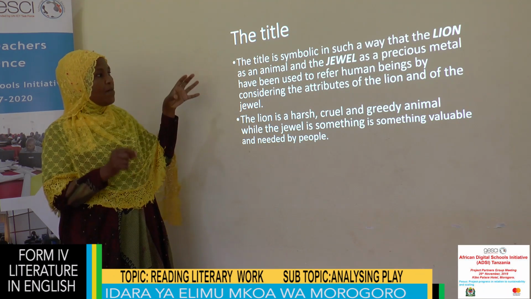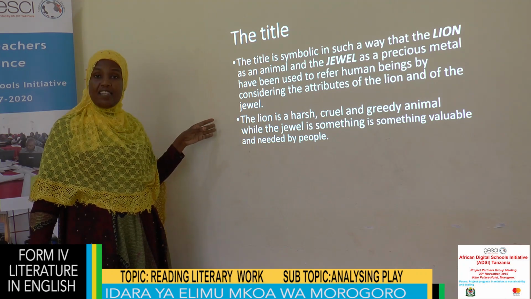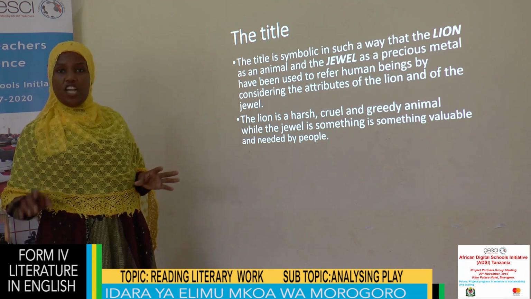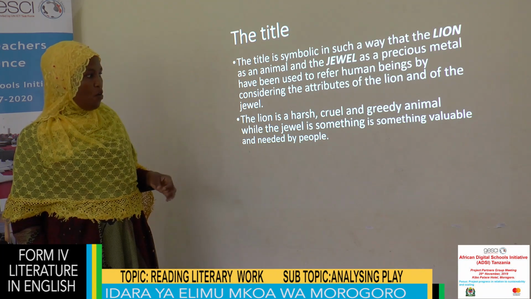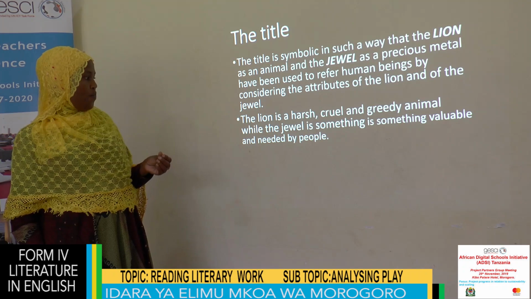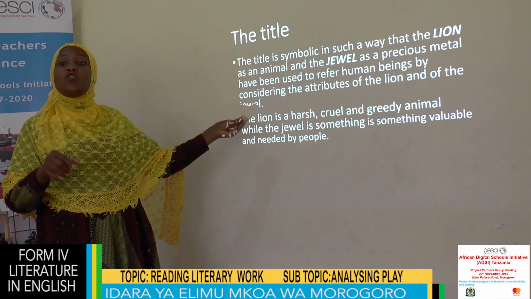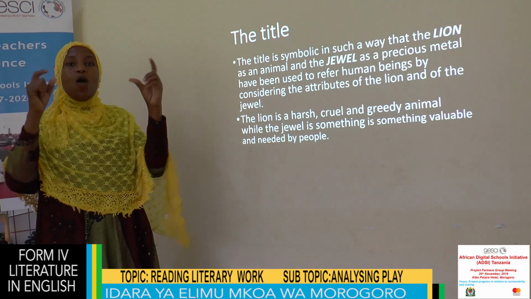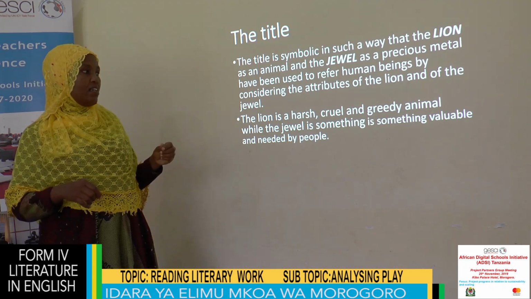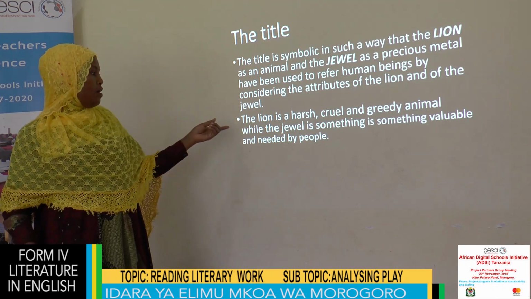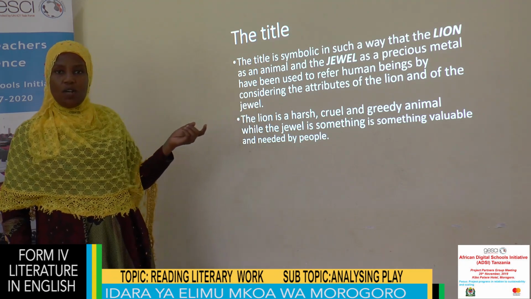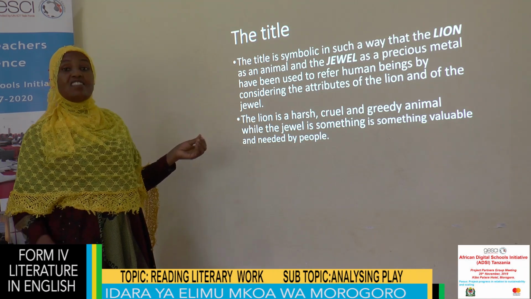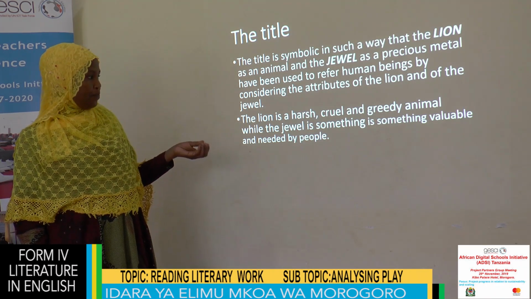Let's take an attribute of a lion. Everybody knows a lion. It's such a harsh animal. It's a very cruel animal, such a great animal. Now, this attribute of a lion has been assigned to a person. Can you imagine how such a person behaves? How such a person looks? But coming to the other part, the jewel, we know that it's a precious stone, a valuable material that is needed by a lot of people.